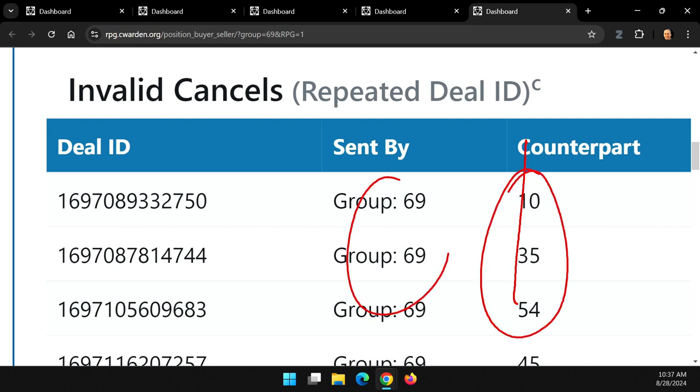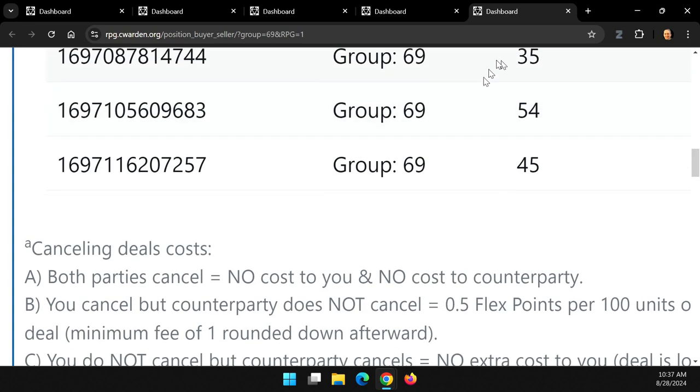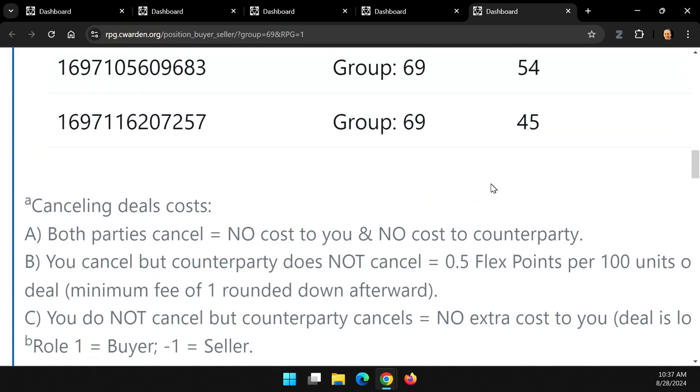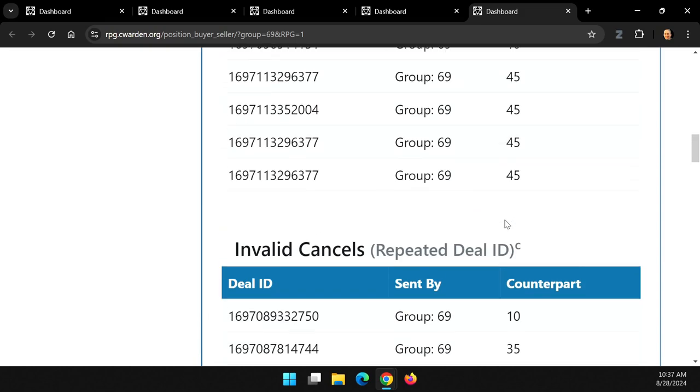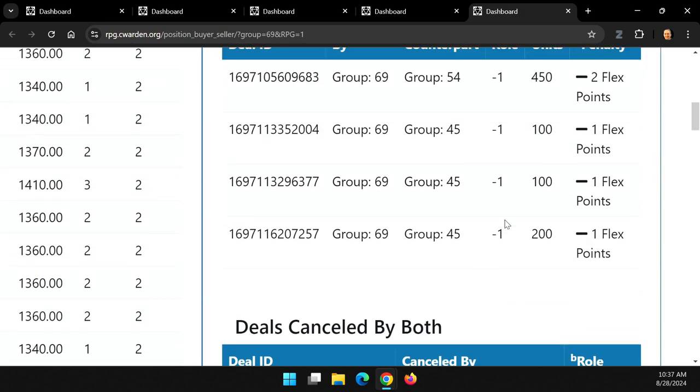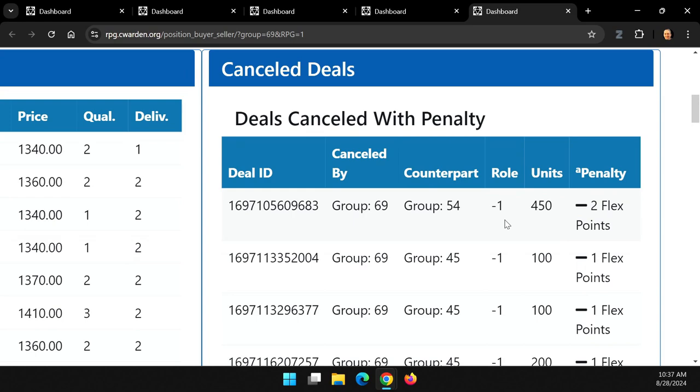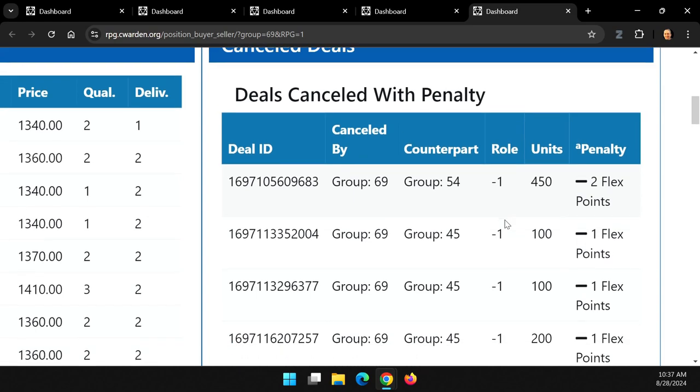Okay, so these are the groups and these are the numbers, and I think you can remember all of those bits there. Okay, so that's a review of this section. It's pretty simple, but it might confuse you at first. Canceled deals. Canceled with penalty.